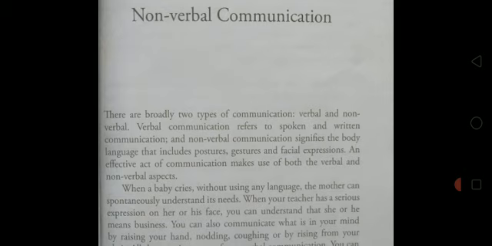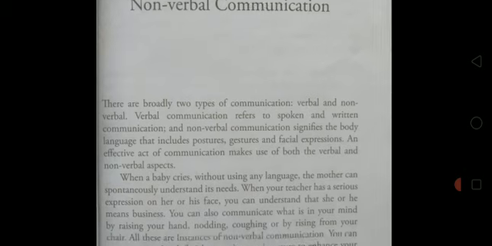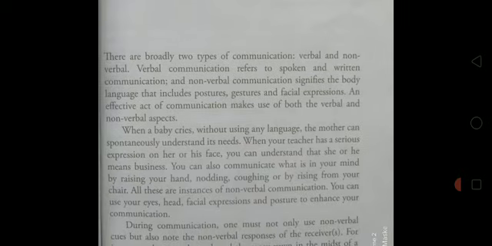An effective act of communication makes use of both verbal and non-verbal aspects. So effective communication requires both verbal as well as non-verbal communication. If you show happiness or enthusiasm on your face, definitely your students or your audience will be happy. If you look bored, then it reflects in the audience also. When a baby cries without using any language, the mother can spontaneously understand its needs. When your teacher has a serious expression on her or his face, you can understand that she or he means business. So he has some problem in his or her mind, that's why it reflects on his or her face.